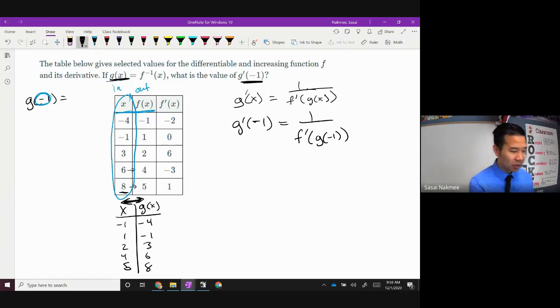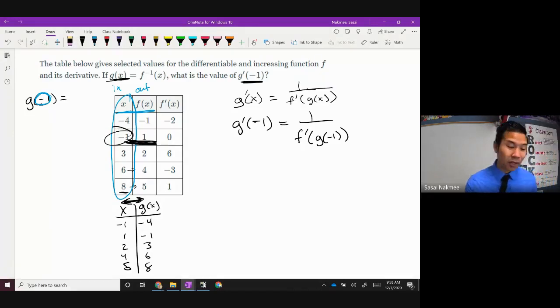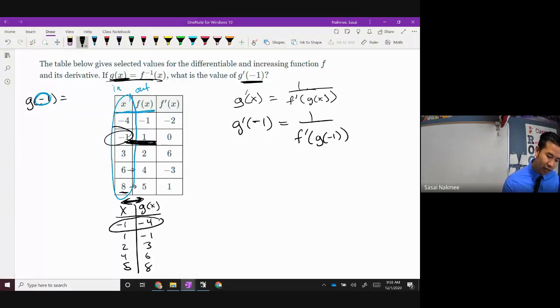So when they're looking for g of -1, I'm telling you, they're going to try to trick you. They're going to give you that -1 and say, hey, you want to put 1, don't you? But that's for f of x. That's for the f function. The g is the inverse of that. You need to be able to spot that the g function switches them with each other. So g of -1 is actually -4.